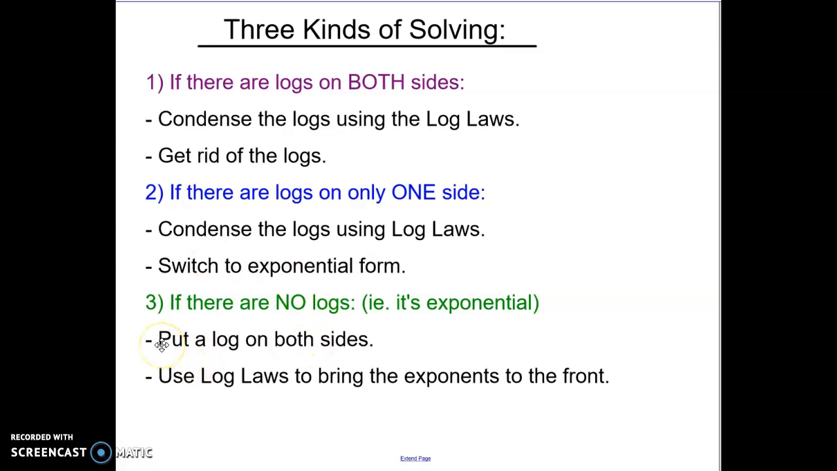The third kind is if there are no logs. So if there's no logs, then you actually just have an exponential equation. And so to solve an exponential equation, you can put a log with base 10 on both sides, and then use the log laws to bring the exponents to the front, allowing you to solve.